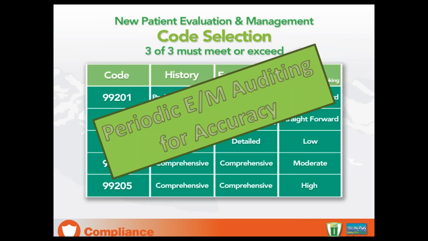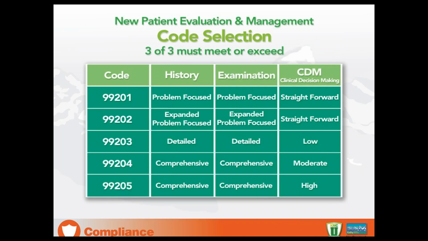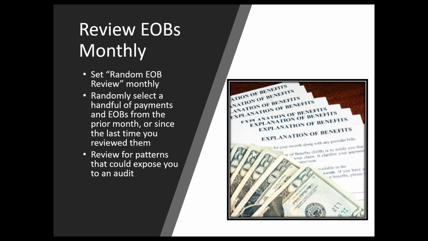The next type of audit that we will do for you in that review, but also you should be doing on your own, is a periodic E&M auditing for accuracy. So looking through the evaluation and management guidelines for initial and routine E&M visits and making sure that your coding is accurate. That should be something you do proactively. Obviously, there are different rules and regulations you have to understand to be sure you've gotten to the right code.